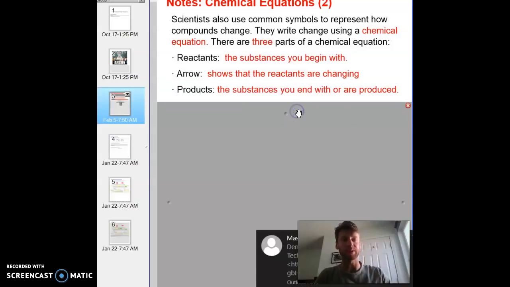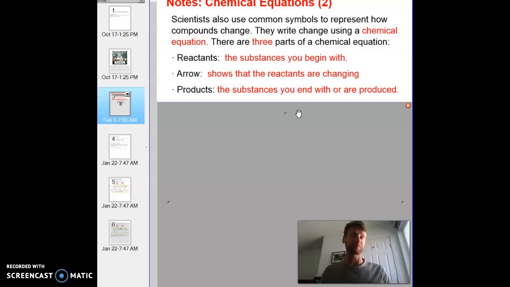And the products are the substance we end up with or are produced. So once again, in our example from our video last week, we started with sugar, we started with sulfuric acid, got mixed together, and then all of a sudden what was produced was this black compound, this smoke and gas coming off of it. Those are the products. That's what we ended up with.